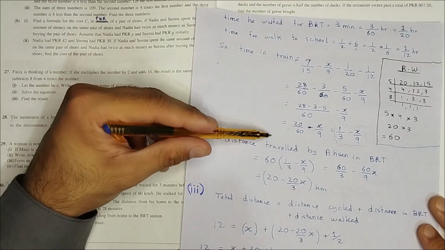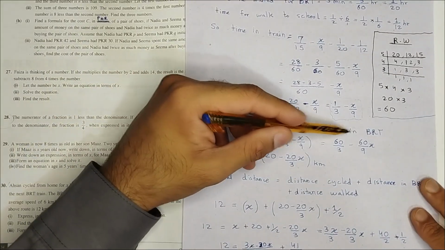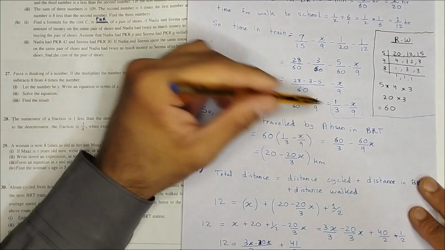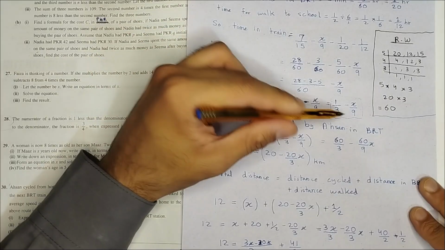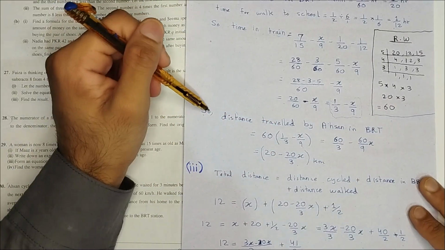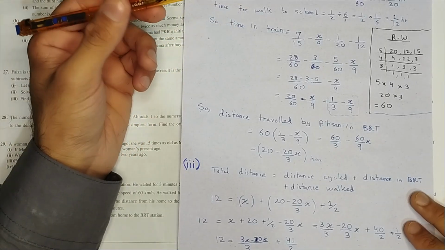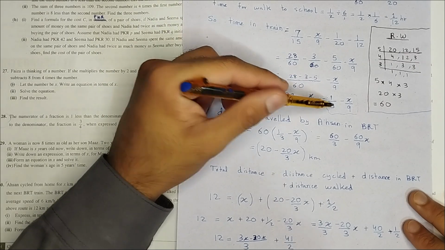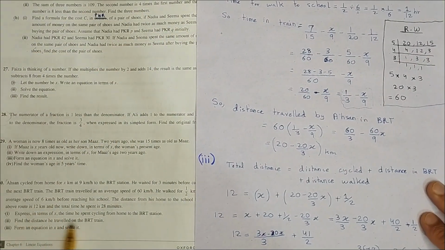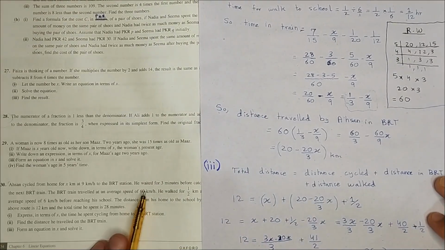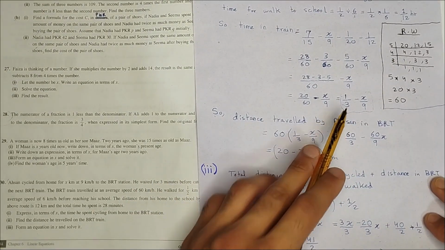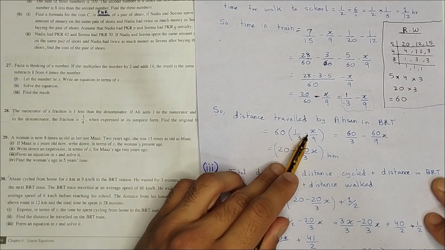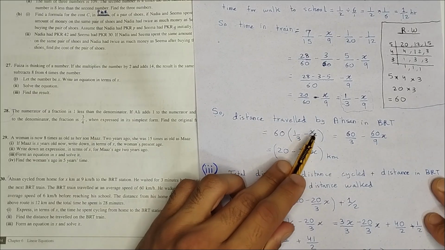Now we know that the distance traveled by Ahsan in the BRT is going to be... Okay, it's Ahsan, not Arsahan. Ahsan traveled a distance of how much in the BRT? We can calculate it now using the formula. Distance is equal to speed multiplied with time, correct? Now we know the time and we already knew the speed here. It said 60 kilometers per hour. So 60 multiplied with the time that we just found.